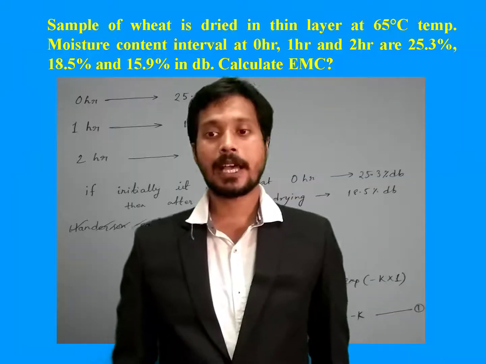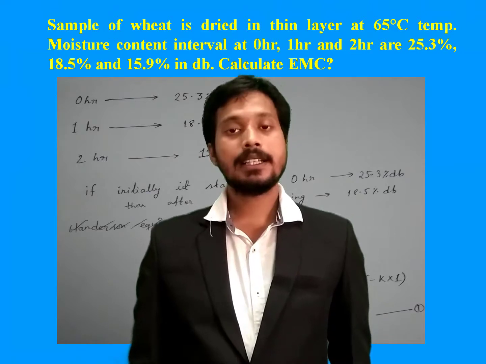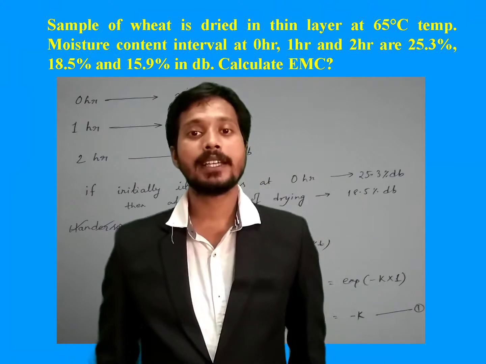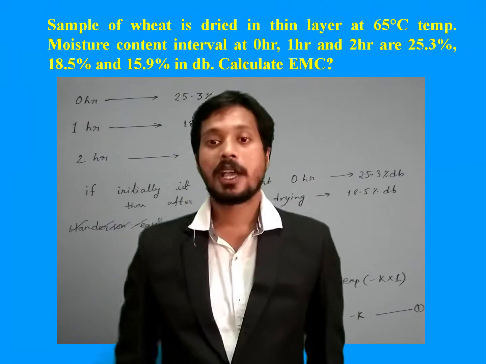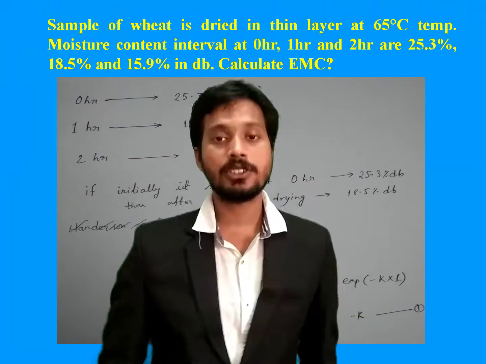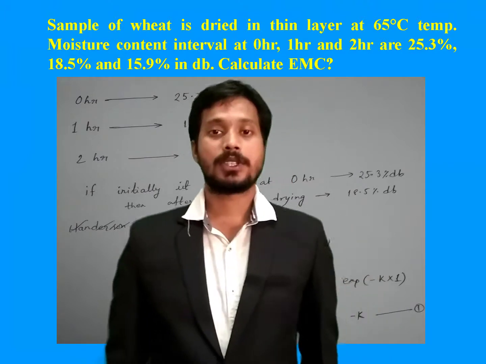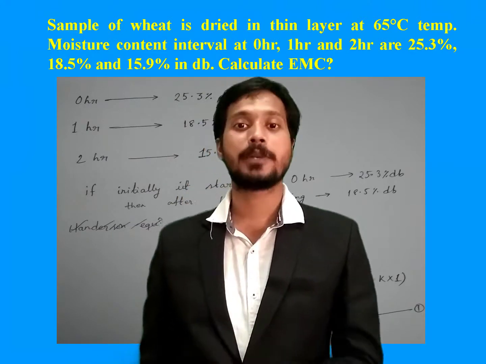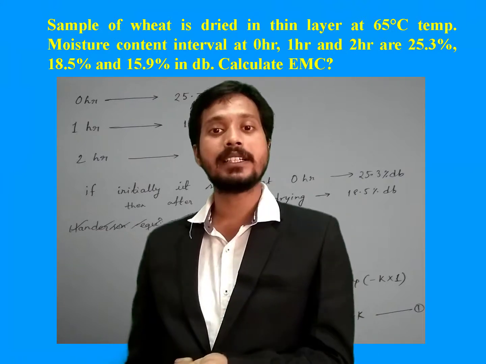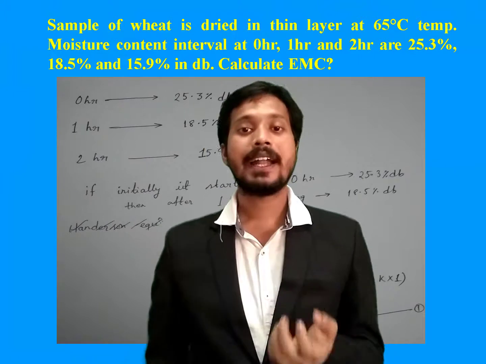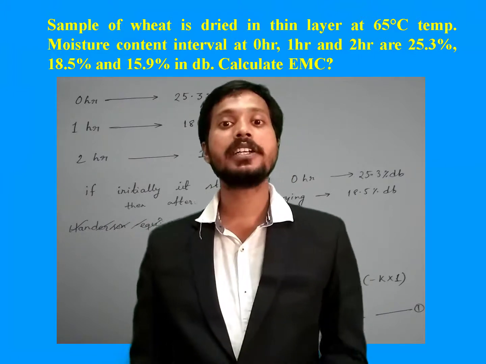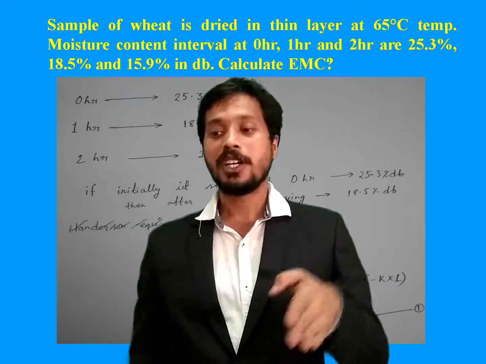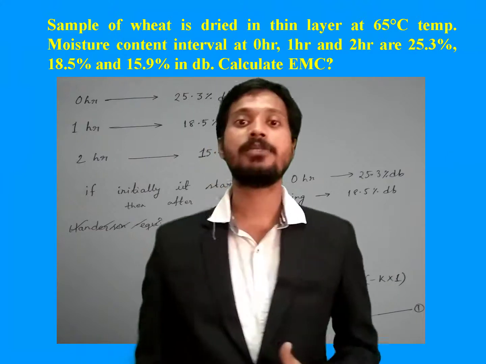The next problem is: a sample of wheat is dried in a thin layer at 65 degrees Celsius. So at what temperature is the wheat drying? 65 degrees Celsius. Now, moisture content at intervals of 0 hour, 1 hour and 2 hours. At 0 hour the moisture content is 25.3%. After 1 hour the moisture content is 18.5%. Will the value reduce or increase? Obviously it will reduce because it's drying. So moisture content reduces from 25.3% to 18.5%.